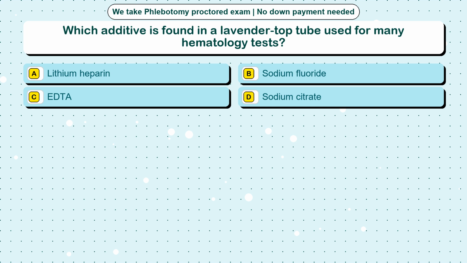Question 67. Which additive is found in a lavender top tube used for many hematology tests? Option A, lithium heparin. Option B, sodium fluoride. Option C, EDTA. Option D, sodium citrate.